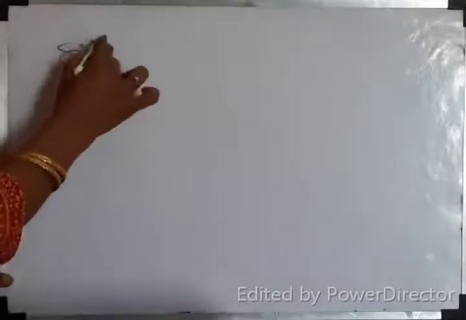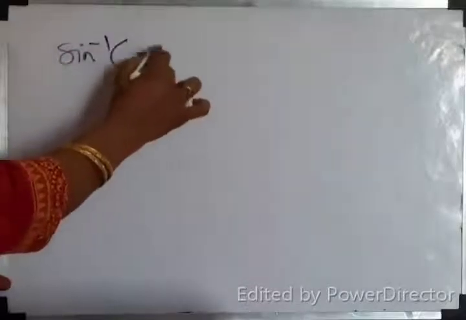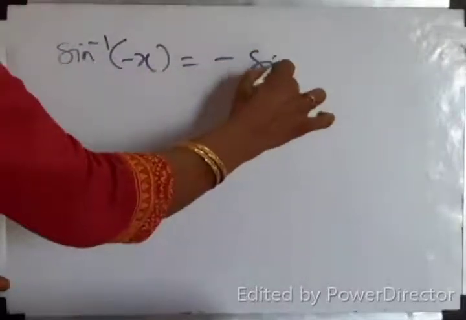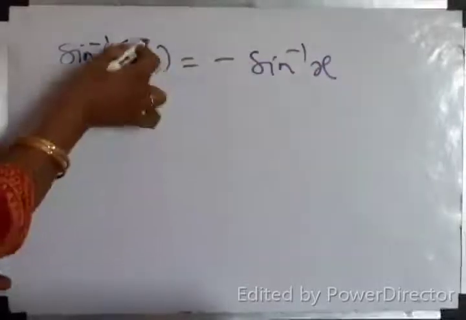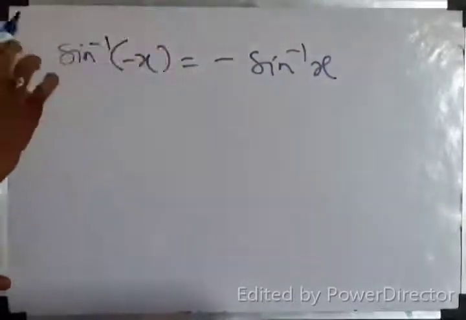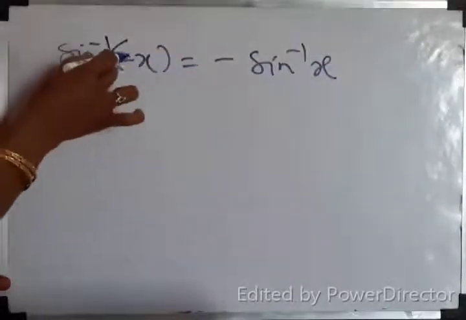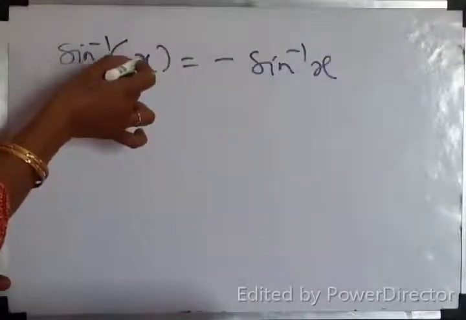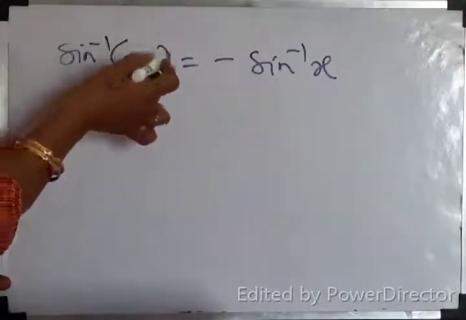Children, first one is self-adjusting property, second reciprocal property, third conversion property, fourth property, property number 4, no name. That is sin inverse minus x equal to minus sin inverse x. If you get negative value, you can put negative outside. That's all. Sin inverse of minus half, what will you get? Minus half, 30 degree. You can write minus 30 degree.